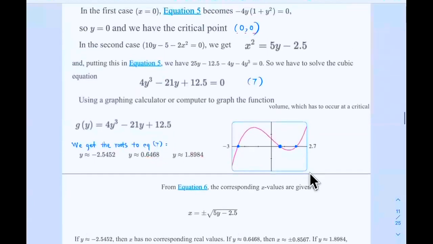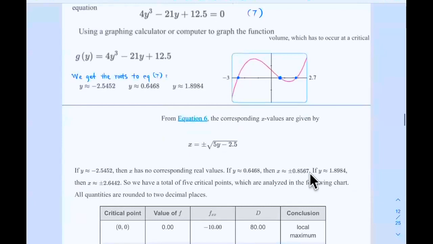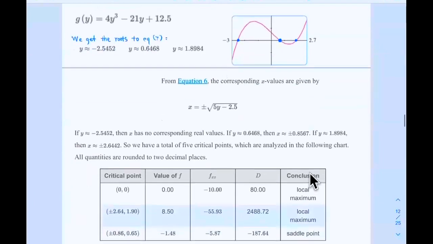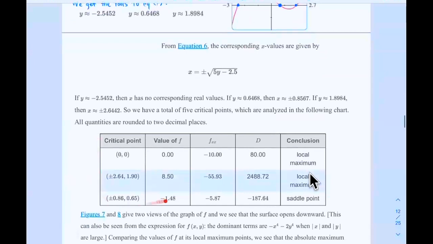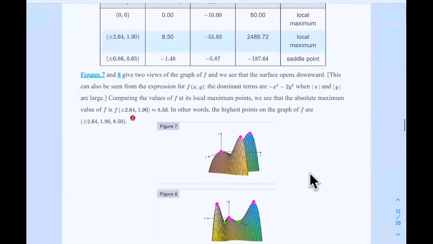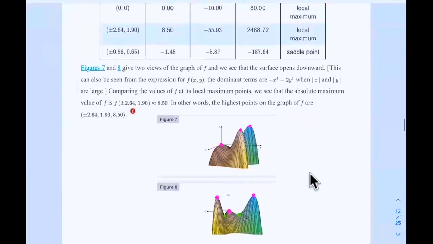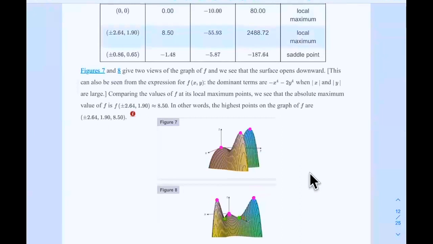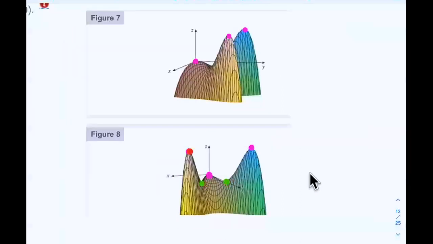How do you go back to get x? Use this. x squared equals that, so x is plus or minus the square root of this. So this is what we have over here. And substituting the corresponding y there, you get the corresponding x value, and here's the table. Okay, so you found those critical points, this one, this one, this one, by doing this. Now, if you look at the graph right there, you can see that those correspond to these 5 points right here. Two green dots right here and 3 pink dots here.